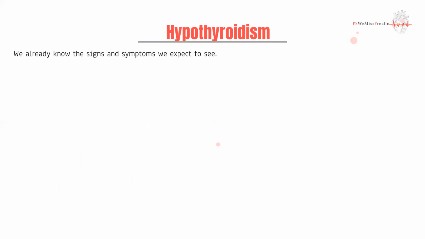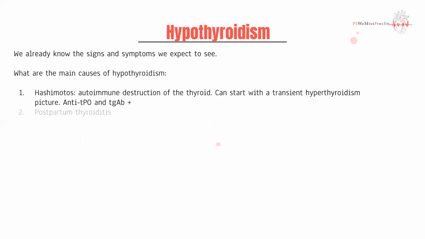Next, we have hypothyroid. So we already know the signs and symptoms we'll expect. The important causes are Hashimoto's, postpartum thyroiditis, subacute granulomatous thyroiditis or de Quervain's thyroiditis, and congenital hypothyroidism. Now, the ones that you should know well, I'd say Hashimoto's, definitely know it really well. The rest, if you don't know it, I don't think it'll be the end of the world.